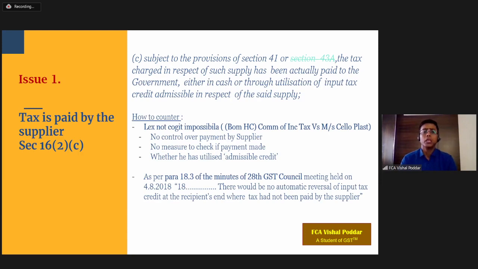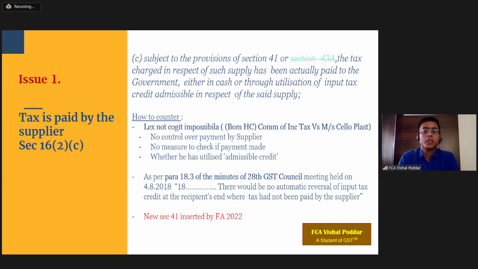Next, even in the 20th GST Council meeting, in para 18.3, if you go by the minutes of this meeting, it clearly says that there would be no automatic reversal of input tax credit at the recipient end where tax has not been paid by the supplier. This is what the council has taken up for discussion, and this is what they have concluded, that there cannot be an automatic reversal at the recipient's end.